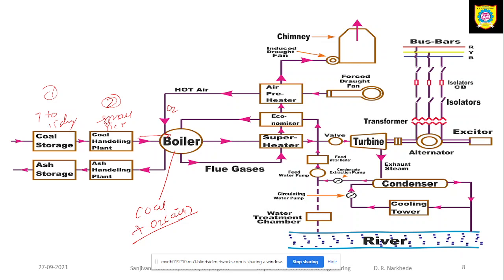We can assume that ignition has already taken place, so this will result in heat. When coal and oxygen are there, it will burn, and when it burns, it will produce heat. Now what to do with that heat? Why do I require the heat over here? Because I require the heat to increase the temperature of the water. I want to generate the steam inside the boiler.